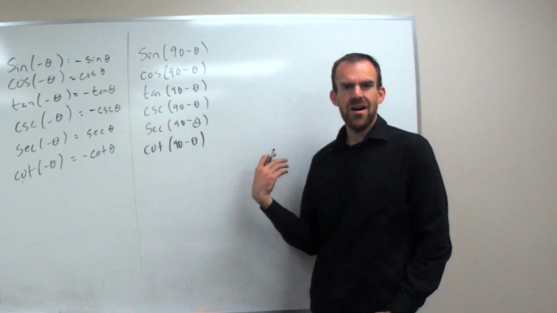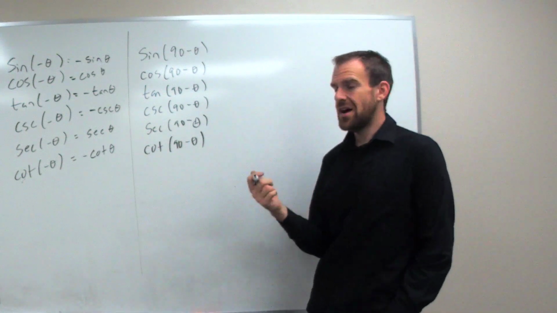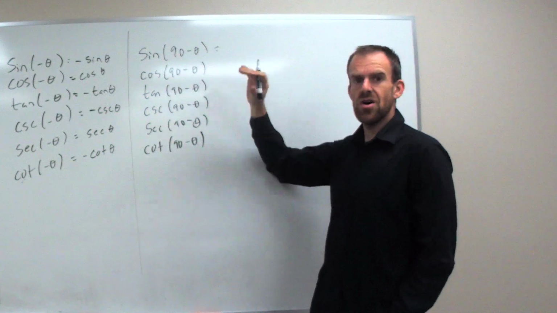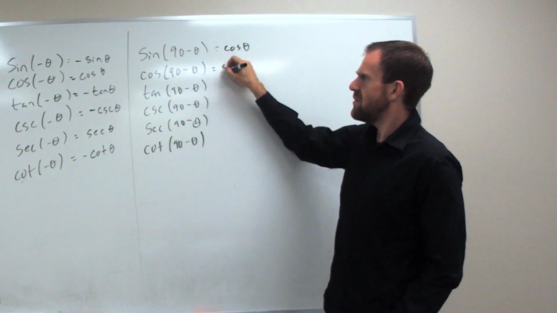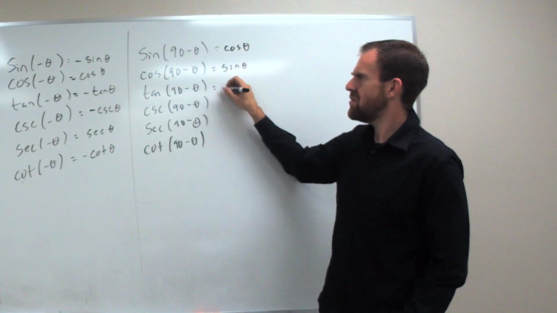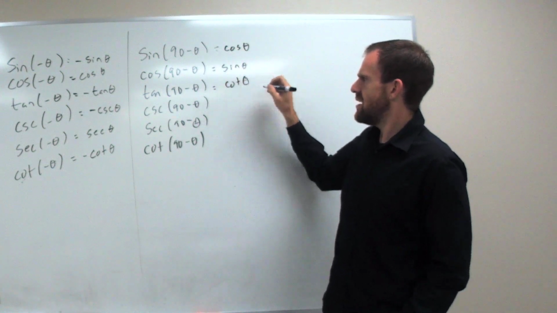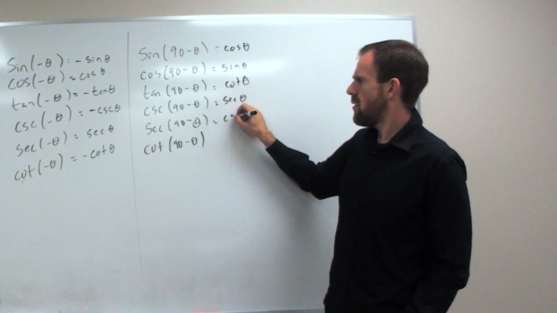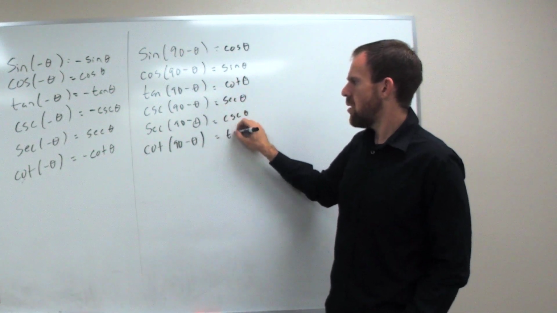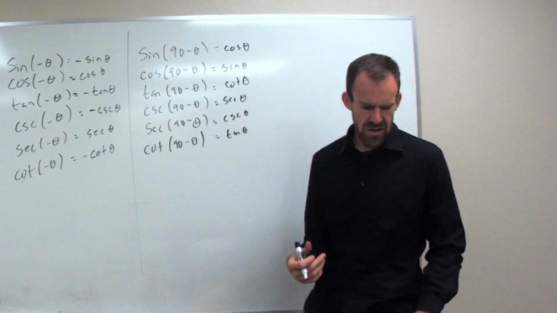So anytime you have a trig function of 90 minus the angle, these are called cofunctions. So sine becomes cosine. Cosine becomes sine. No pluses or minuses, just the other cofunction. Or you remove the co.